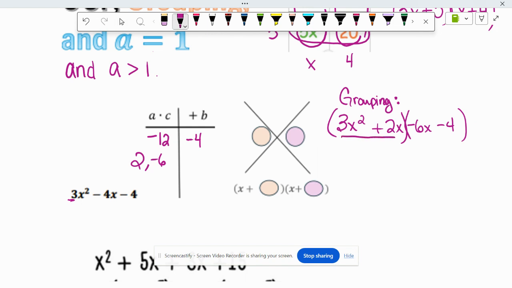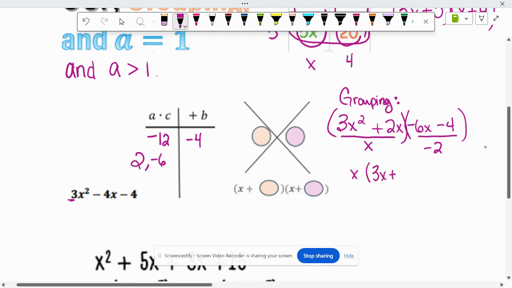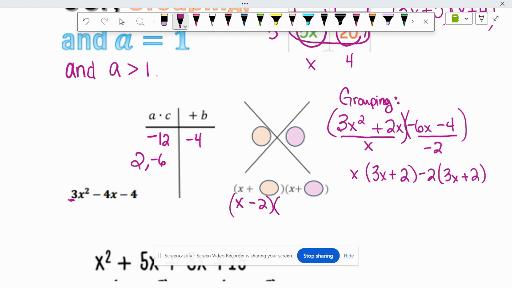Thank you. Greatest common factor here: x. Greatest common factor here: -2. So when I take an x out of the first one, I'm left with 3x plus. When I take -2 out of the second one, I'm left with a negative divided by a negative, which is a positive. So GCF x minus 2 times my copycat or my twin, 3x plus 2.